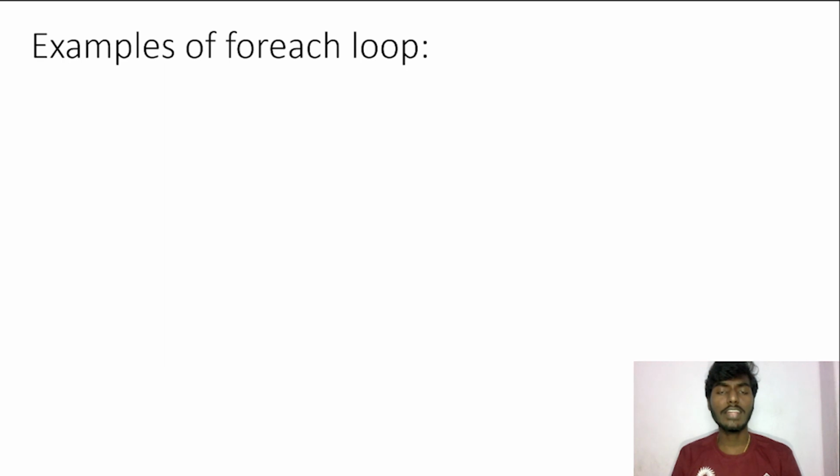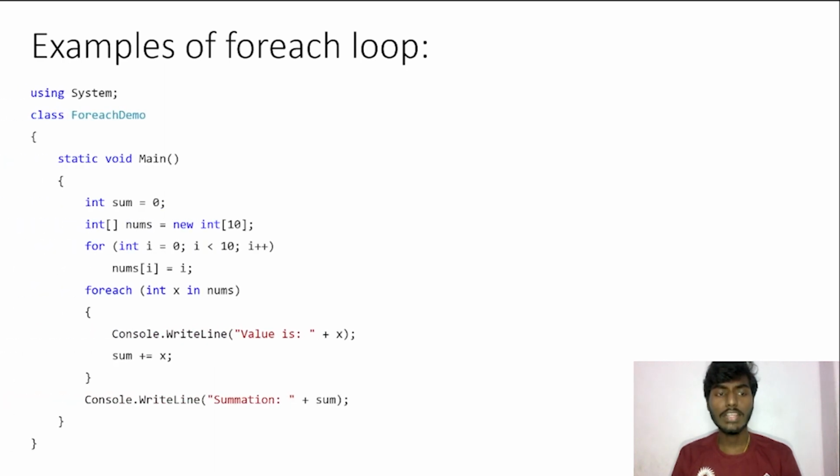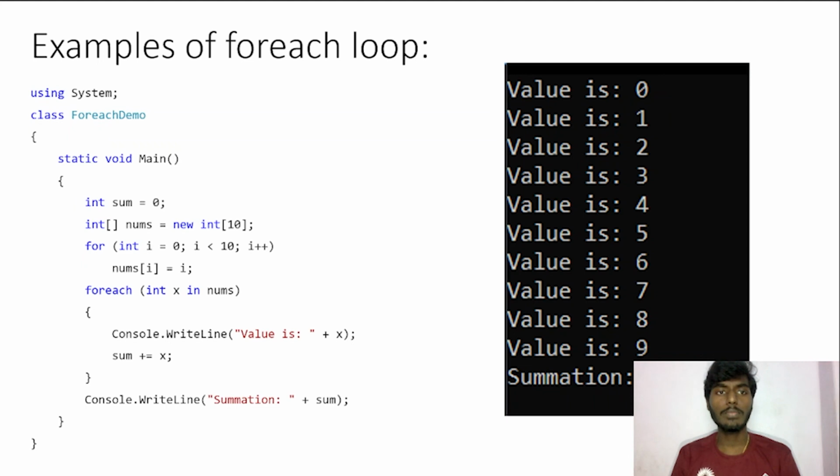So let's see some examples for the for each loop. Here is an example where we have the integer type variable sum which is assigned as 0. Then we have the array nums and we have assigned it the values 0 to 9 using the for loop. Inside the for each loop we are printing every element of the array using Console.WriteLine, and we are adding those elements to the sum variable, and at last we are printing the value of the sum using Console.WriteLine. So this will be the output for the following program.